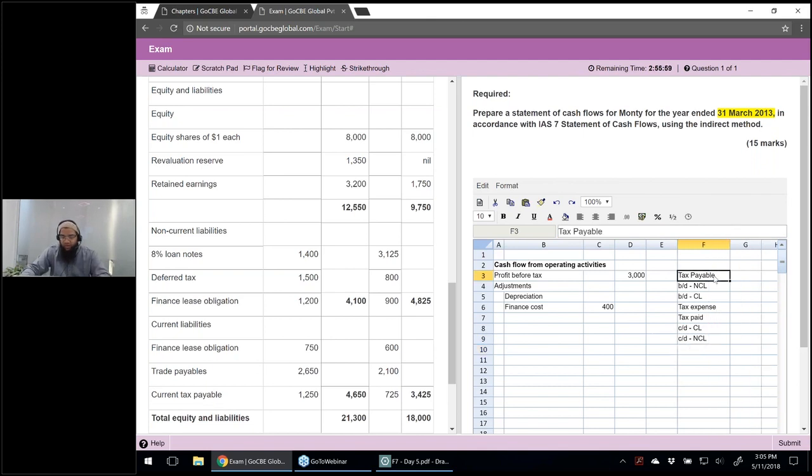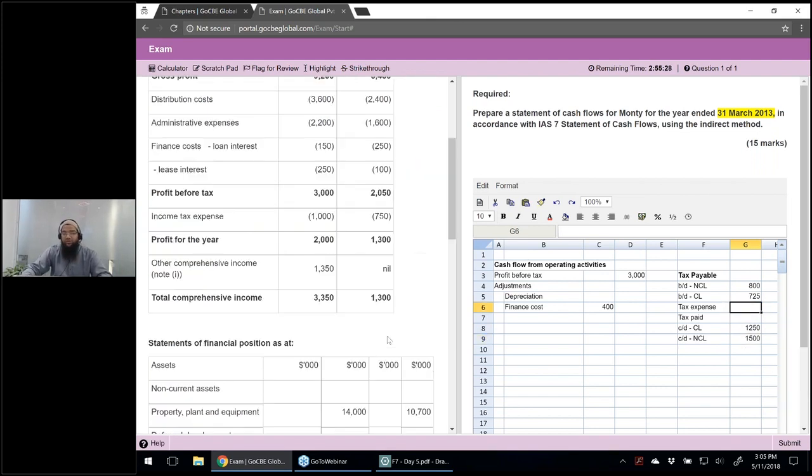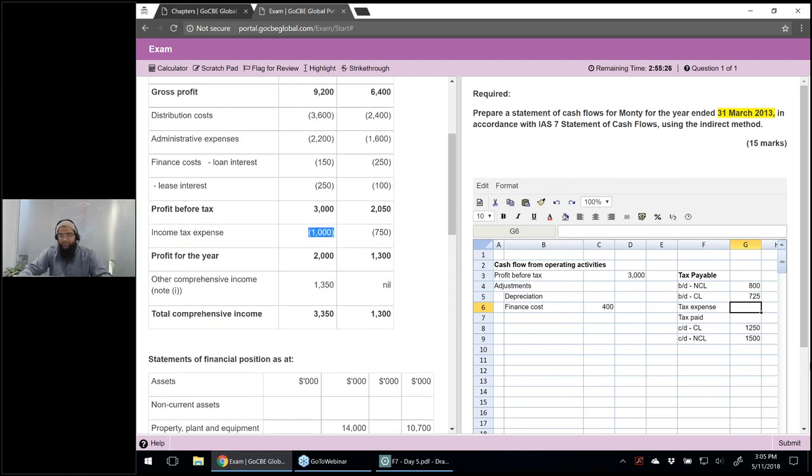So if we prepare this T account, we're going to get the balancing figure as tax paid. If I enter the non-current liability brought down, it was 800. I'm going to strike through this. The carried down was 1500. Again, strike through to remember that we have incorporated it. Current tax payable was 725, which is going to be the brought down, and the carried down is going to be 1250. The tax expense from the P&L was actually 1000, so we'll be writing 1000 over here.